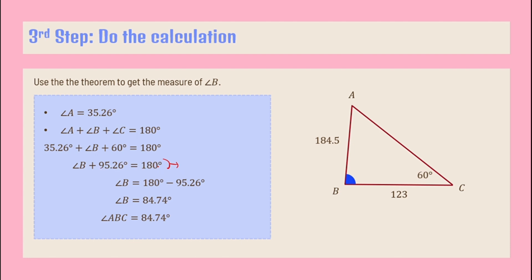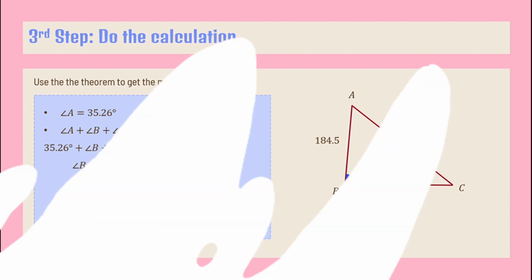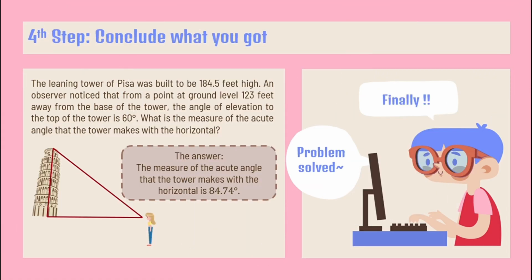So the calculation will go angle B equals 180 degrees minus 95.26 degrees. 180 degrees minus 95.26 degrees equals 84.74 degrees. So, we got the measure of angle B, or the angle ABC, is 84.74 degrees. And the last step, we conclude what we got from the calculation.